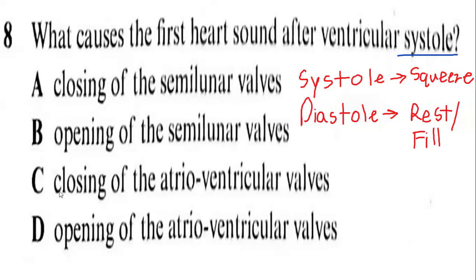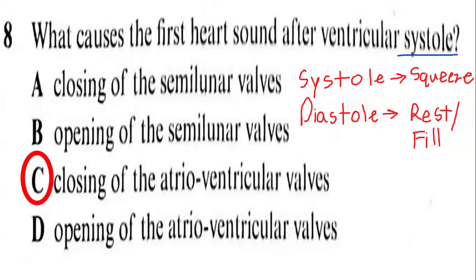Okay, for the persons who say C, why did y'all say C? Because after the ventricles squeeze and push blood out of the heart, what happens to prevent backflow back into the atrium is the closing of the atrioventricular valves. So that is what causes the sound right after ventricular systole. Okay. All right. So the correct answer is definitely going to be C, closing of the atrioventricular valves.